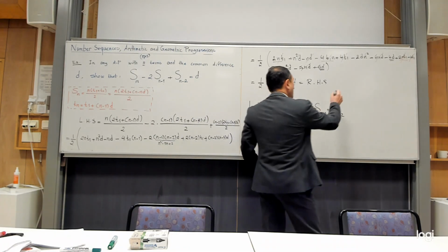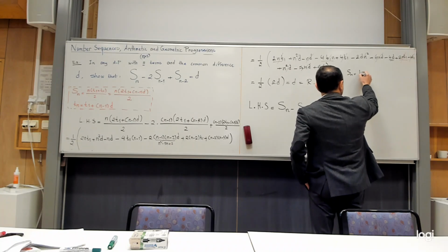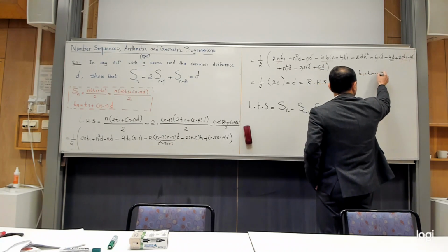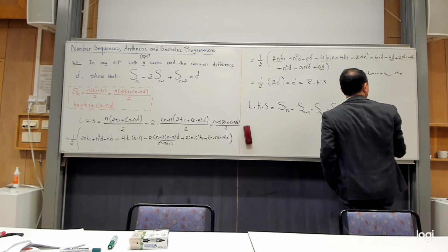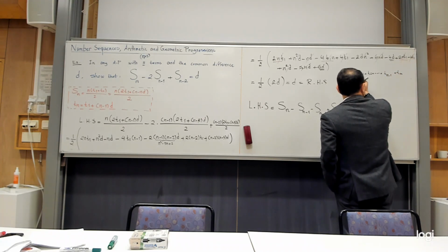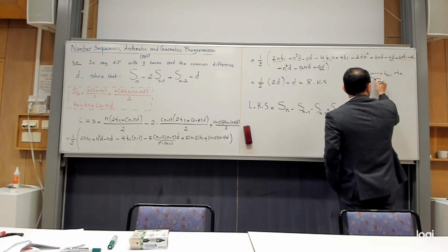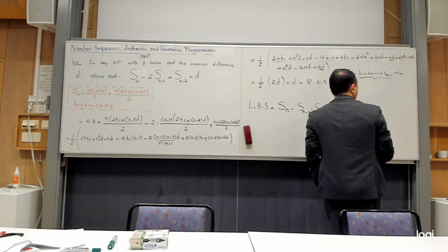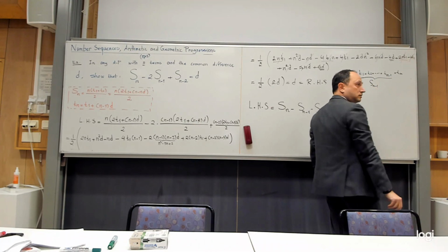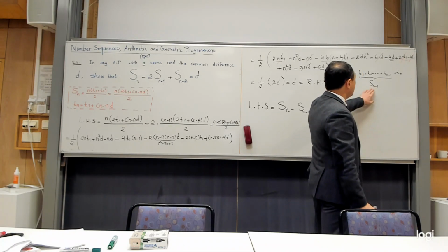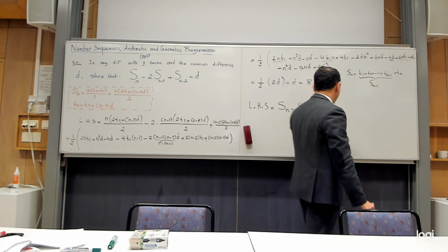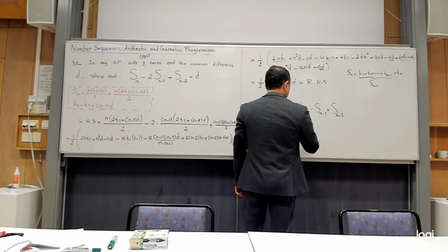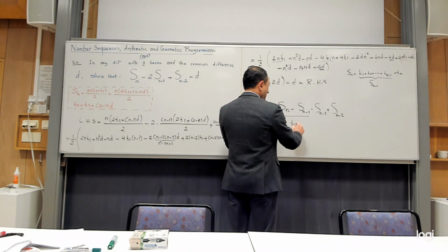So let me write. What is the meaning of Sn? Sn means T1 plus T2 up to Tn. Agree? But the previous term is Tn minus 1. The Sn is the sum from here to here. What is this called? This is Sn minus 1. So Sn minus Sn minus 1 is just Tn. Right? Yes. So instead of this expression, I can write Tn.